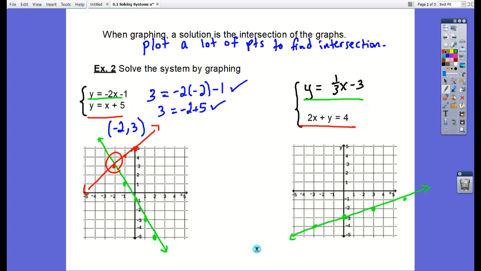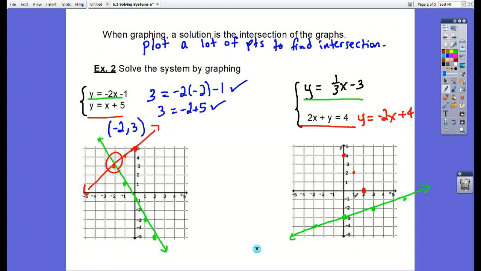Graph should look like this. And then our other equation, and this looks like we can go ahead and plot using intercepts. The y-intercept is going to be a 4, plug in 0 for y, the x-intercept's a 2. And it looks like they're going to intersect here, but we can't be 100% sure. So let's change this to slope-intercept form just to make sure.